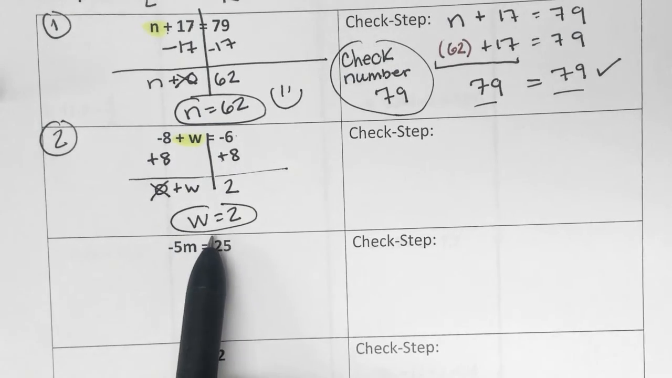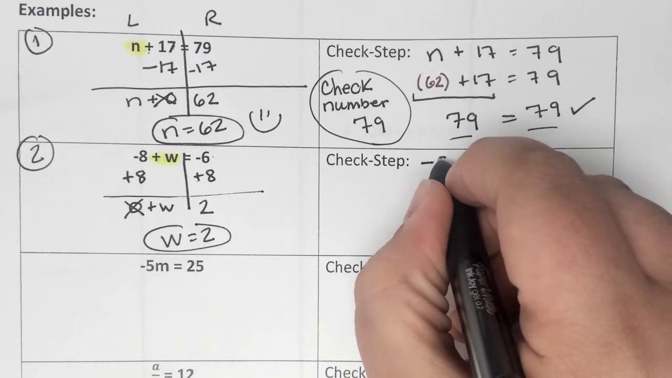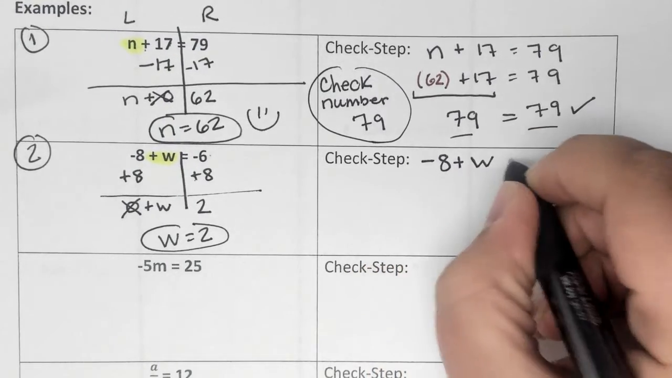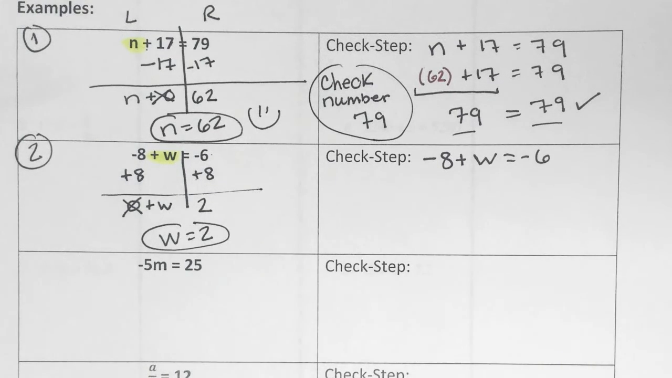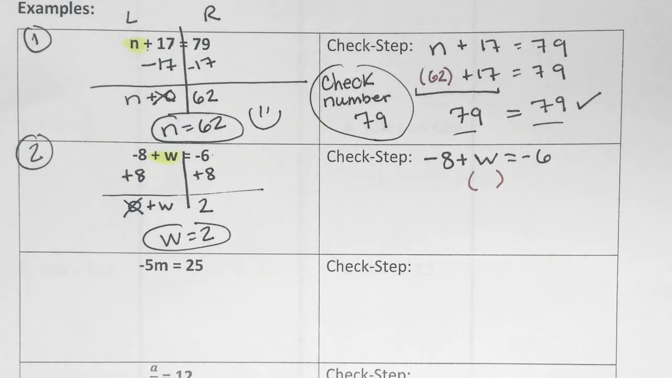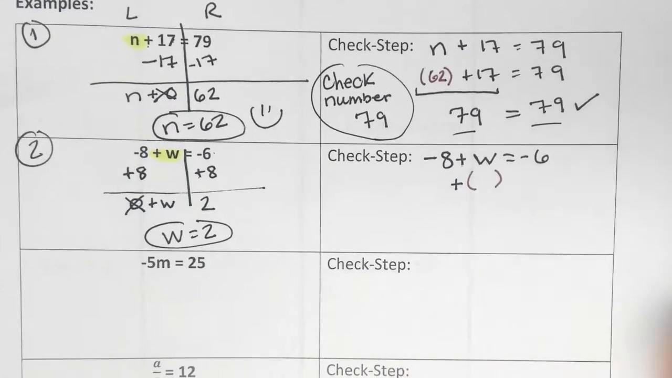We're going to check to see if we got this correct. So we'll have our equation. We have to rewrite our equation. -8 plus W equals -6. Instead of W, I can write a bubble. Remember, this plus sign is not part of the W, so I still have that.